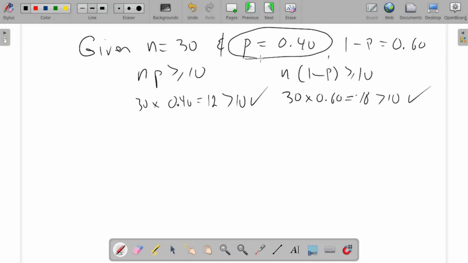The further p gets away from 50%, the bigger sample you're going to need. And let me illustrate that. Let's change this now. Let p equal 0.25. Okay, that works. We'll leave the sample size the same.